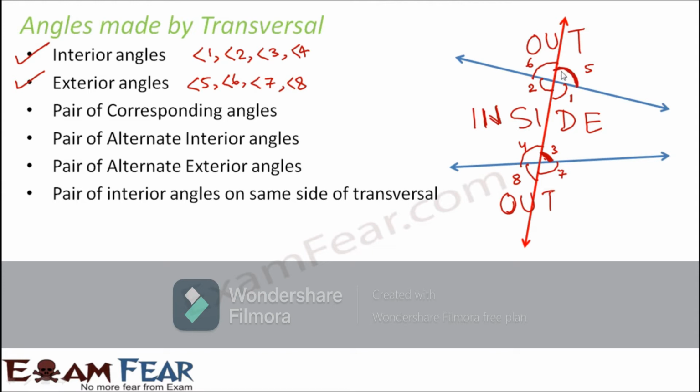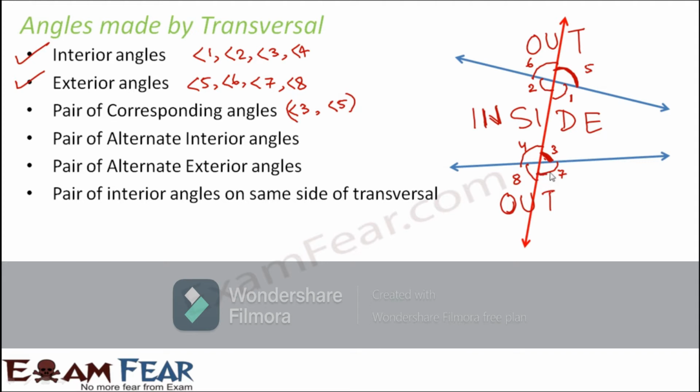So when you look at the position of angle 3 on this line and the position of angle 5 on this line, you see that they are located at similar positions. They are on the same side of the transversal. They are located above the line. So in this case, this angle is located above the line, and here also the angle is located above the line. Correct? So we can say that angle 3 and angle 5 are a pair of corresponding angles.